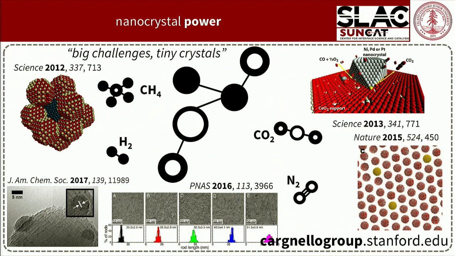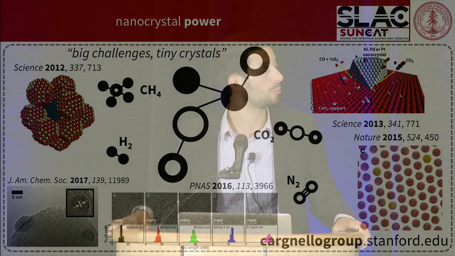So with that, I hope I just gave you a brief flavor of what we do. We use these nanocrystals in order to understand, control, and improve materials for catalytic transformations. We work on the activation of what we call small molecules, but that produce big challenges, such as the production of hydrogen, conversion of CO2 and methane, and the activation of nitrogen.